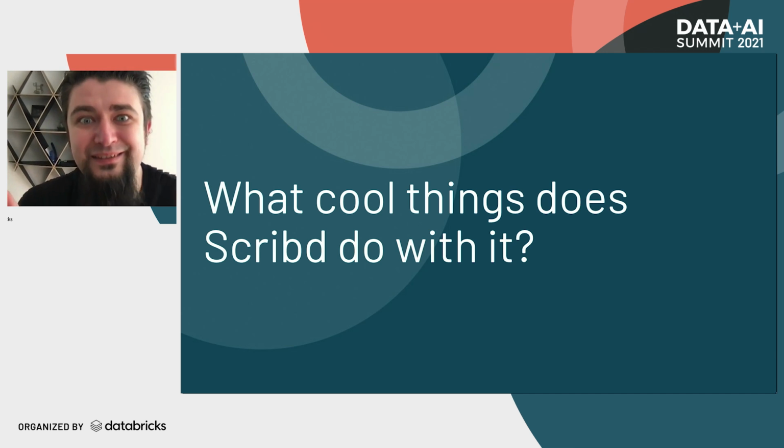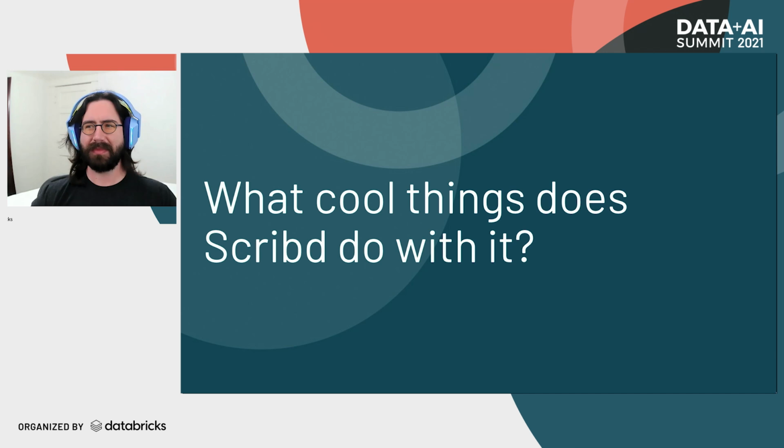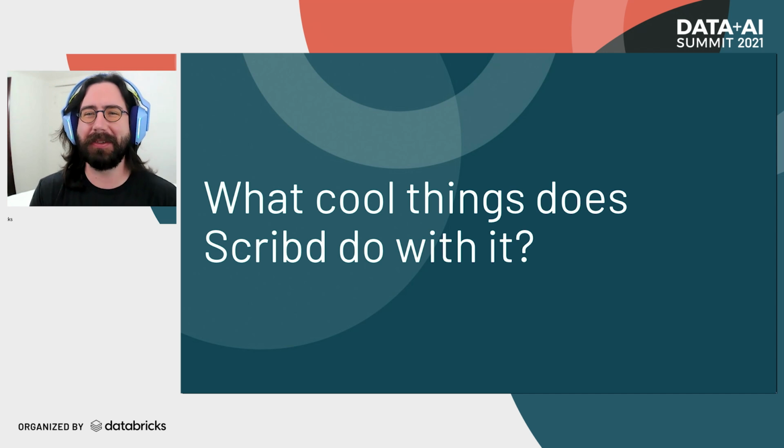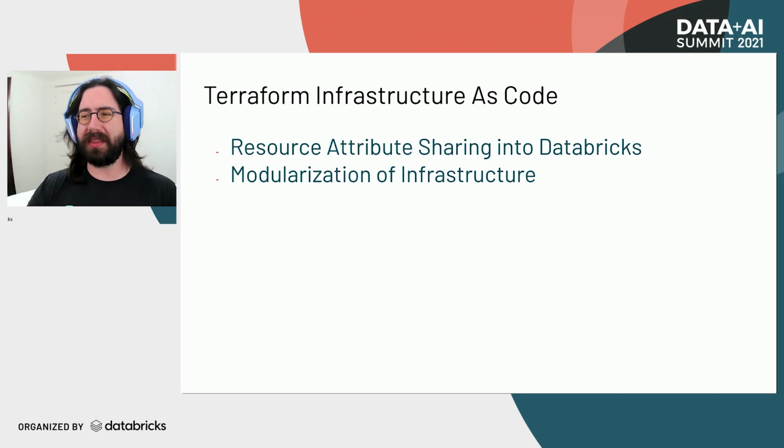So what cool things does Scribd do with it? We've basically built out what amounts to an automated, deployable, distributed data mesh. Even before the Databricks provider, we had already been building a lot of our various AWS infrastructure inside of Terraform. So with the new Databricks provider, we can start building this infrastructure out and then pushing it into Databricks automatically.